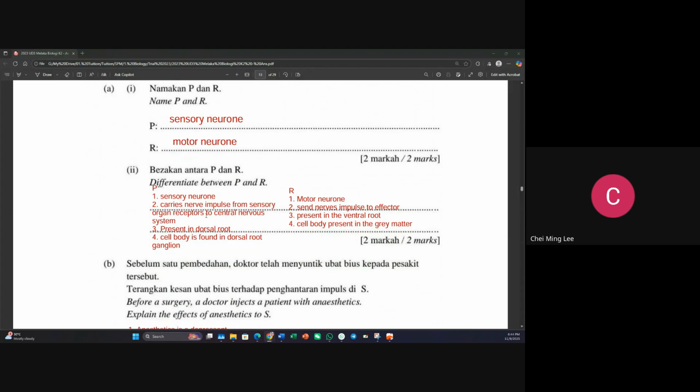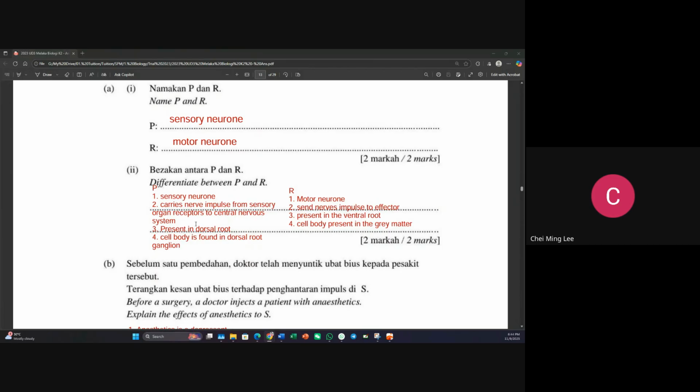P carries the nerve impulse from the sensory organ receptor to the central nervous system, while R sends the nerve impulse from the central nervous system to the effector. Okay, so normally P is present in the dorsal root, while R is present in the ventral root, and P's cell body is found at the dorsal root ganglion, while R's cell body is present in the gray matter. Okay, just choose any two of them.